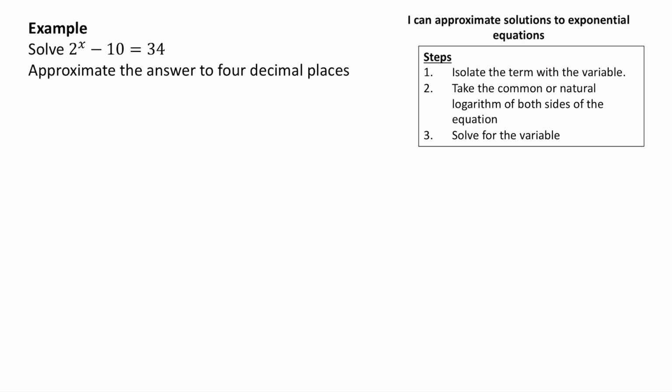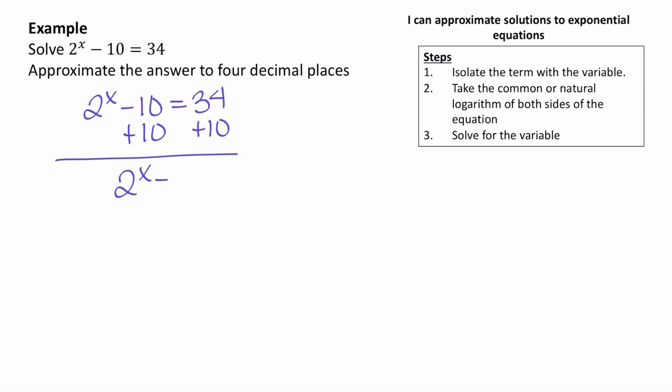So now let's try solving 2^x - 10 = 34 and approximate the answer to 4 decimal places. Remember, to solve this, we need to get the term with a variable by itself. So I'm going to start off by adding 10 to both sides. When I do that, I end up with 2^x = 34 + 10, which is 44. Now I need to solve by taking the log of both sides. So I have log 2^x = log 44.